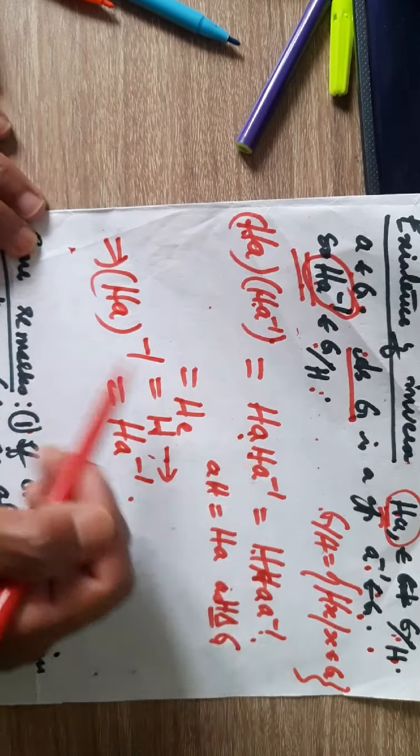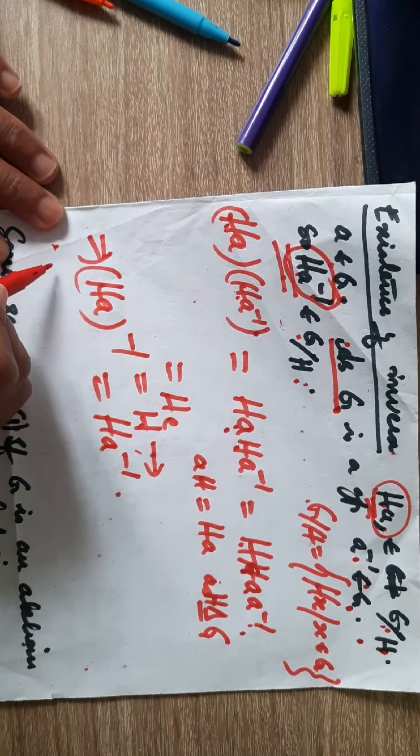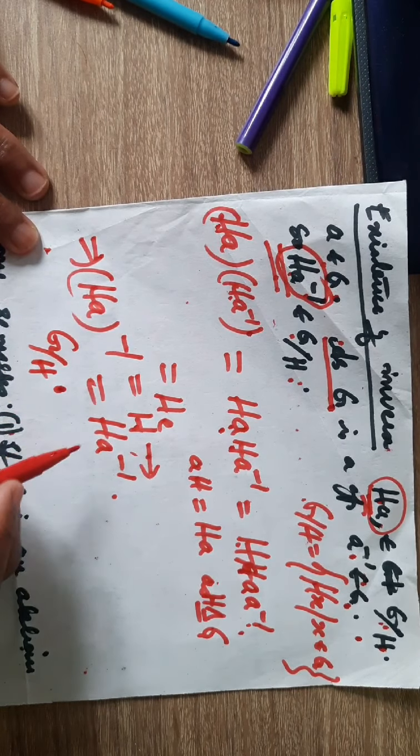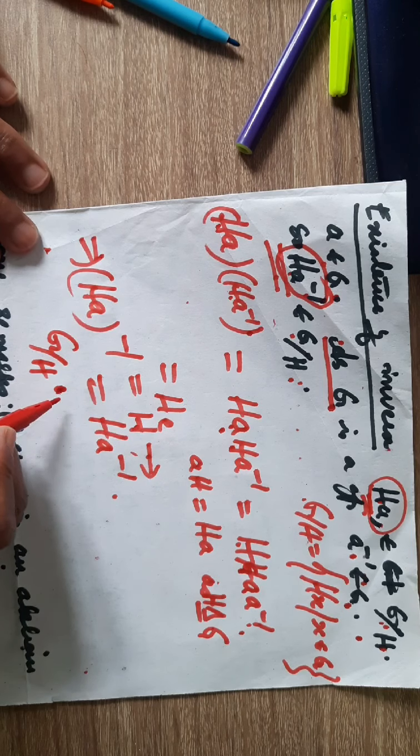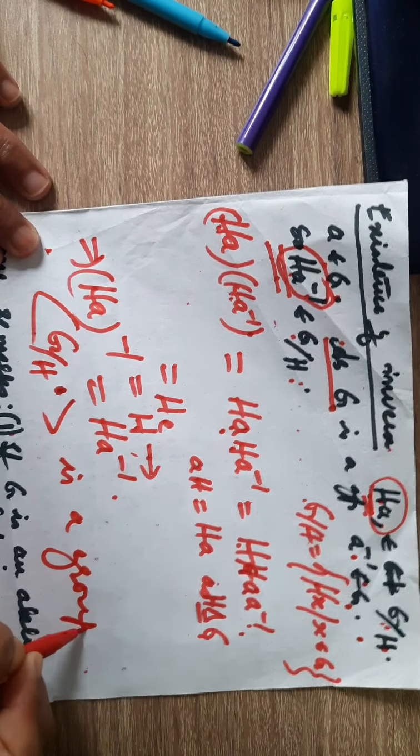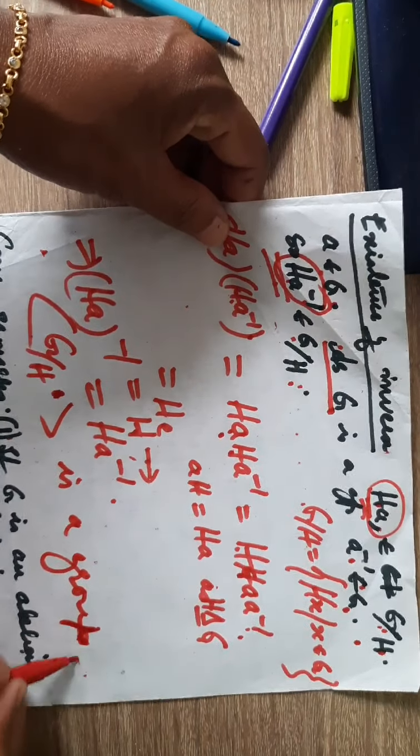So from all these axioms, we are now able to conclude that G by H under the binary operation, multiplication of cosets as composition, is a group because it satisfies all the group axioms.